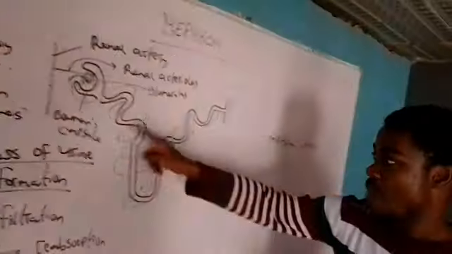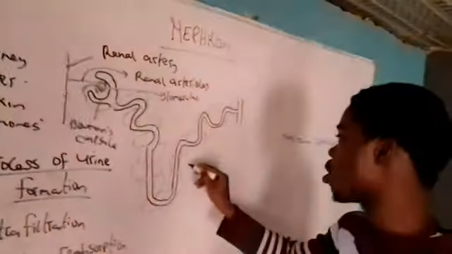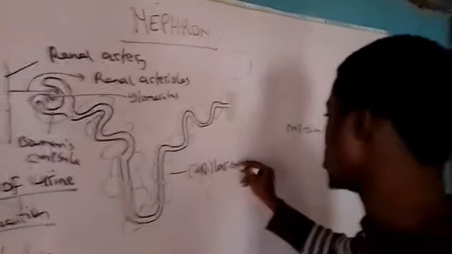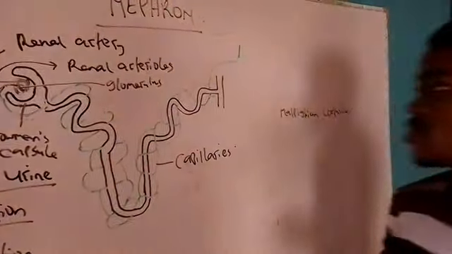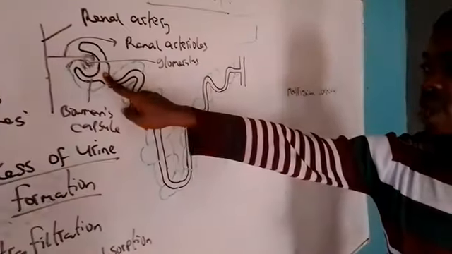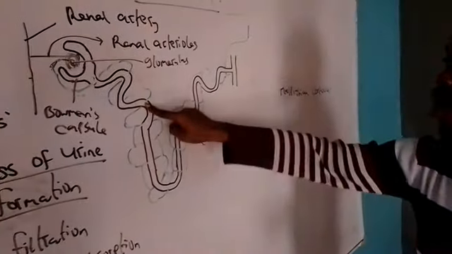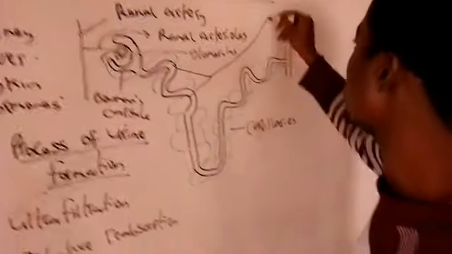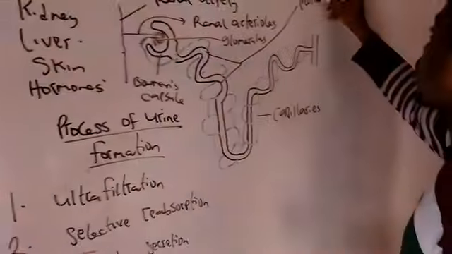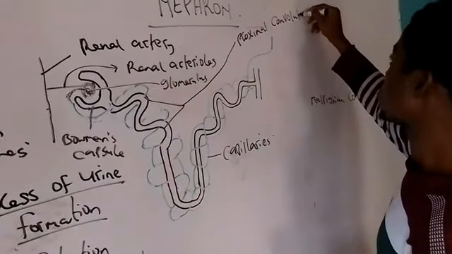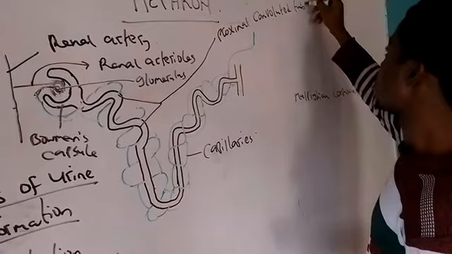As we can see, this is the network of capillaries that surrounds the nephron. And then we see that once the substances are inside this capsular space, they move into a tubule here, which is called the proximal convoluted tubule.